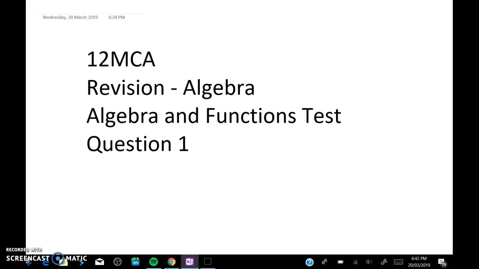This is revision on algebra for people in AS. What I'm going to do is go through the questions in your Algebra and Functions test. So if you're in my A-level class this year and you're watching this by accident, you can keep watching because it's really good algebra revision for you guys as well.